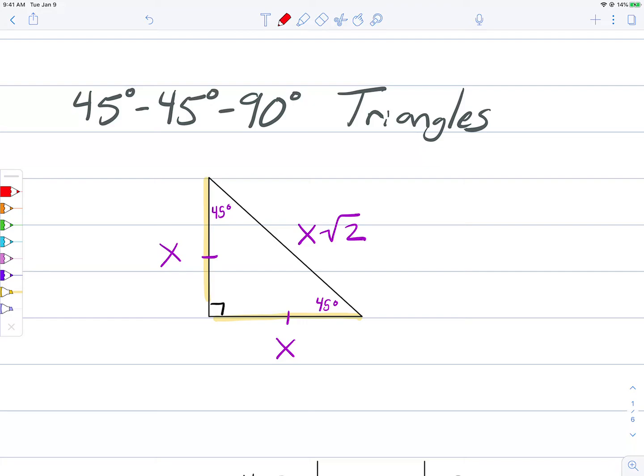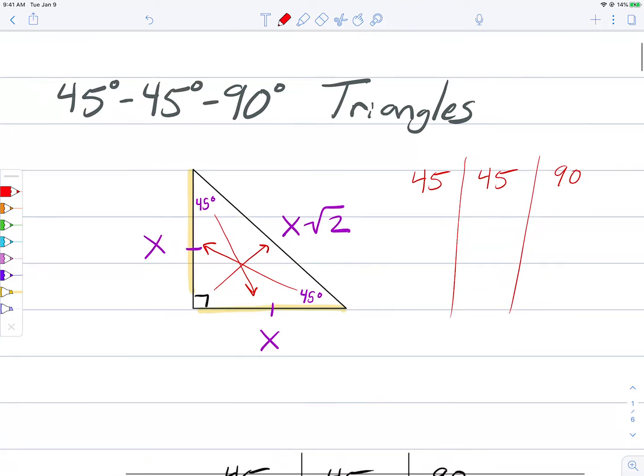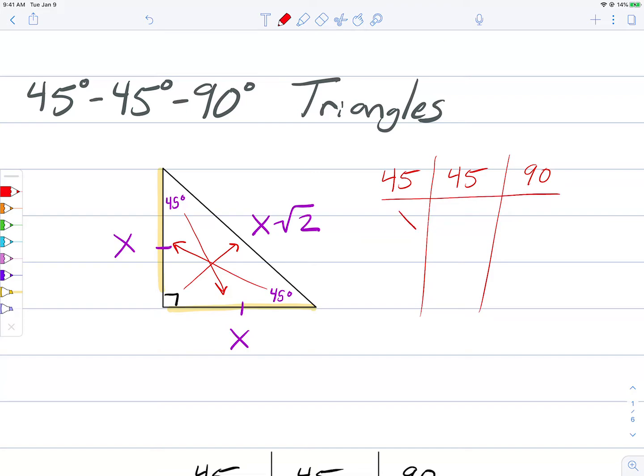When you refer to the sides, you always consider it as the side across from an angle. So across from the 45s are both x's, whatever that number happens to be. This is kind of like the special number you're looking for. And across from the 90 is x root 2. You're going to be using charts that look just like this, and your goal is to find x. And x is kind of like the dilation that you're looking for. It is like the special number for that triangle.